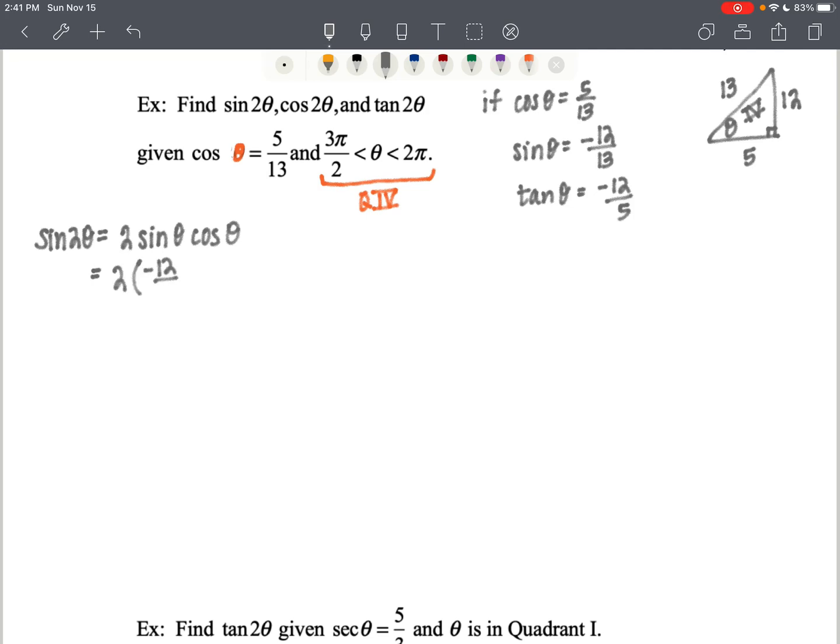So the sine of 2 theta is going to equal 2 times negative 12/13. The sine of 2 theta is 2 times the sine of theta times the cosine of theta. The sine of theta is right here, and the cosine of theta was given as 5/13. So we have 2 times negative 12 times 5, which is negative 120/169. And that's our sine of 2 theta.